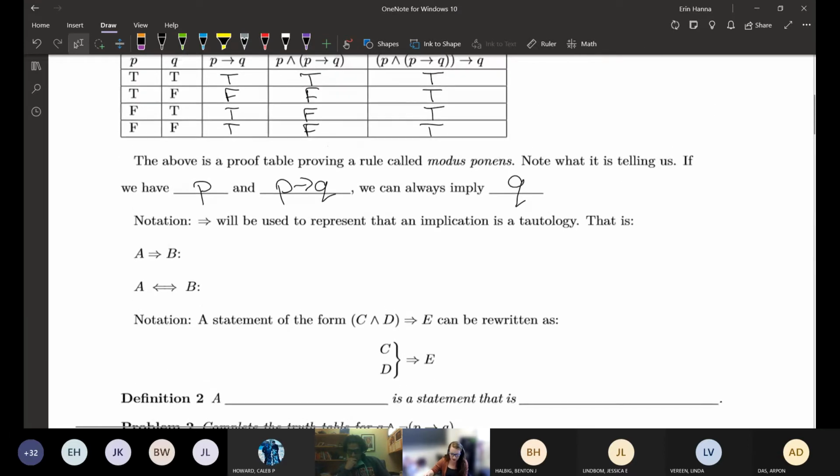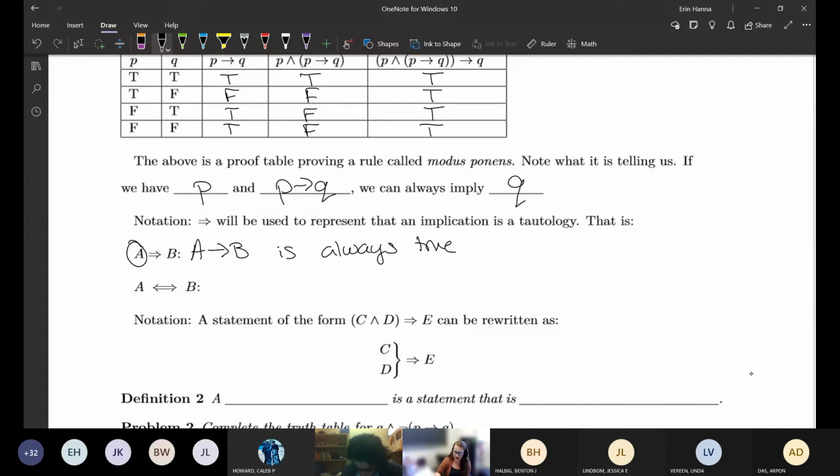So if we have both of those, we can imply that Q must be true. Semi-new notation, this double arrow. If you use double arrows, usually try to avoid it. But a double arrow is going to be used to represent that an implication is a tautology. So if we have A double arrow implies B, that's going to mean that A implies B is always true. Now, to clarify, you might say, okay, well, A implies B wasn't always true. Like if I had a P implies Q, it was sometimes false. It was false in that one case.